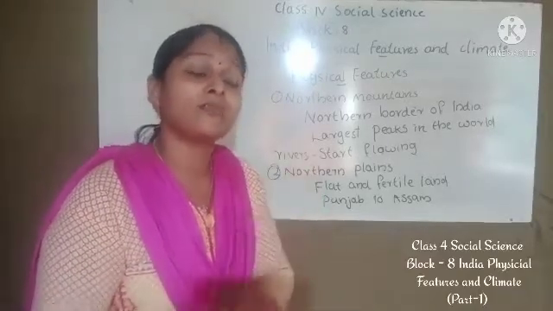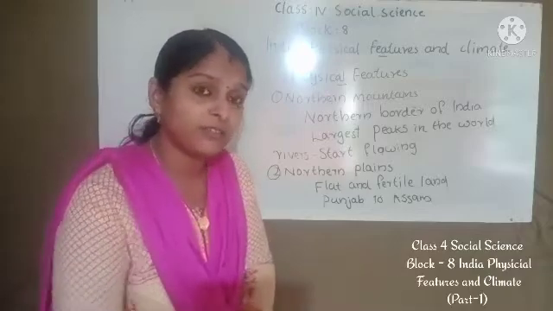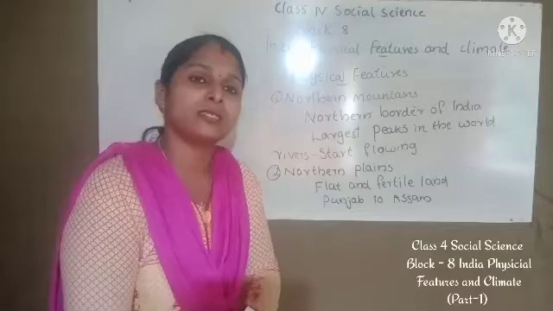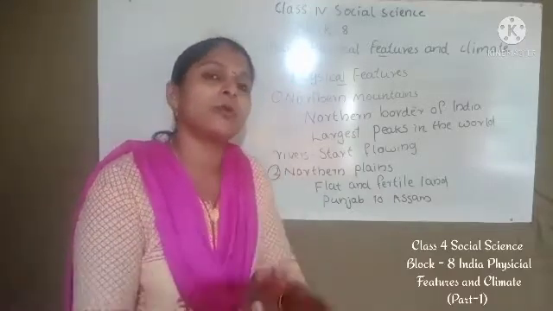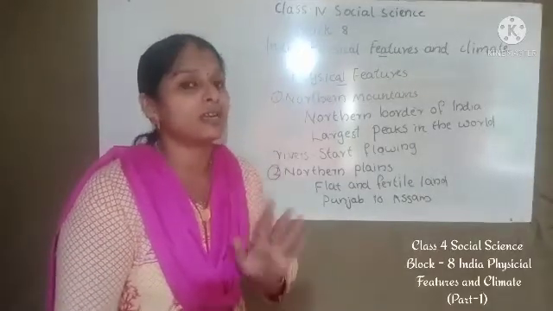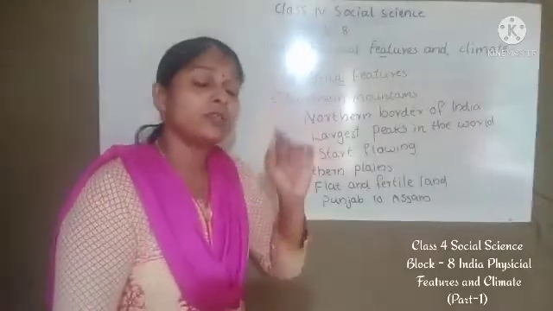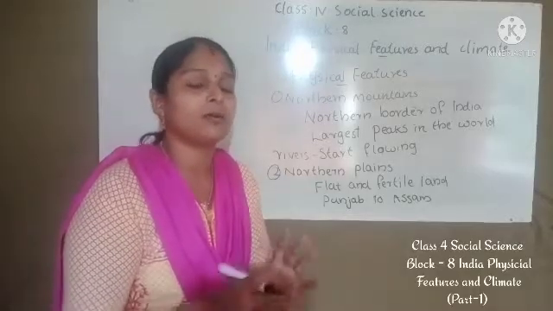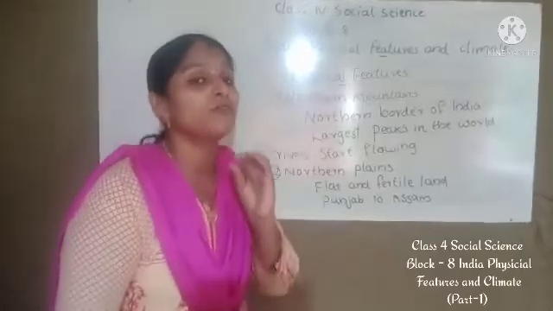The rivers start from the mountains and flow through the plains, because plains are flat land. While the rivers flow through the plains, they deposit sand and silt there. It makes this land very fertile. So why are the northern plains very fertile? The rivers flow from the Himalaya and deposit sand and silt, which makes the northern plains very fertile.